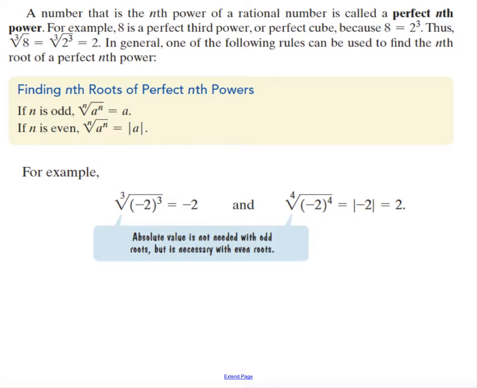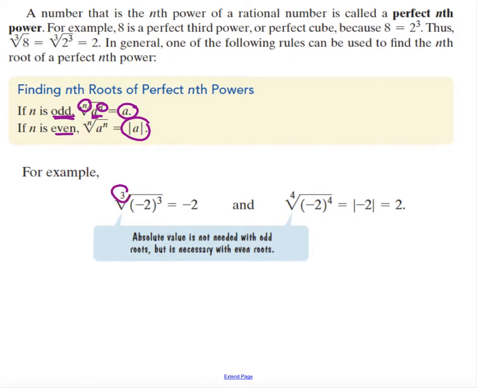All right, next one. Go ahead and pause. A perfect nth root: if you have that power and index that match up, you're left with an a, whatever that is. If it is even, then you have to take the absolute value of it. So again, if the index is odd, you're fine. If your index is even, you take the absolute value of it. So there's a couple examples down below here.